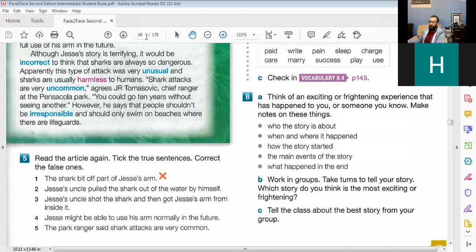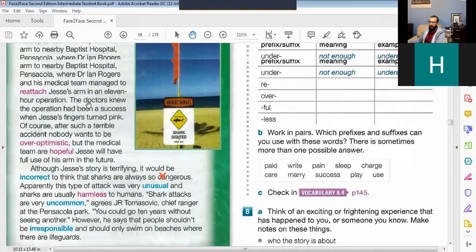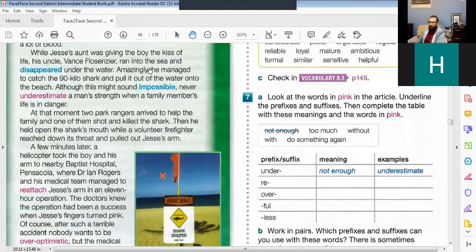No. Let's take a look. What does it say here? Trying, but he couldn't, I think. Where does it say he managed? What does it mean, managed? Not imagined. This is not imagined. He managed. Managing or manager.